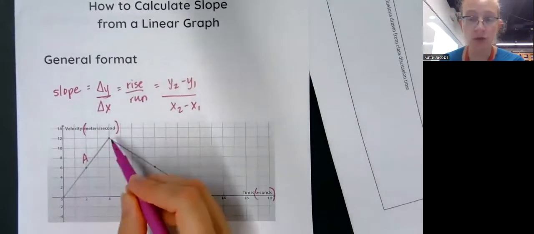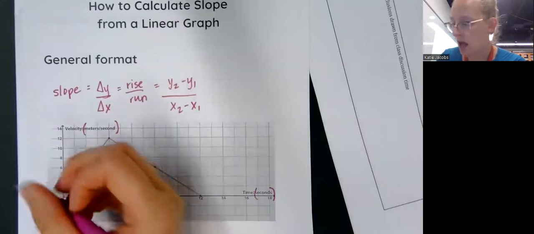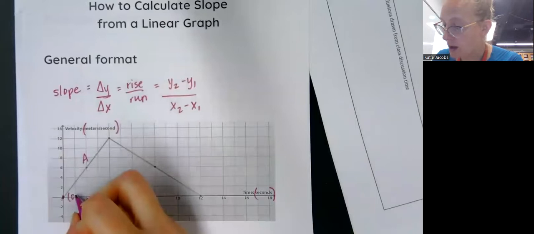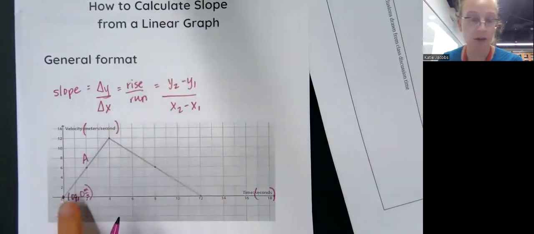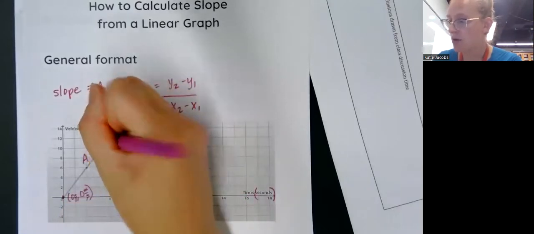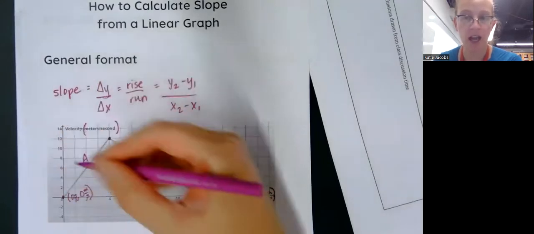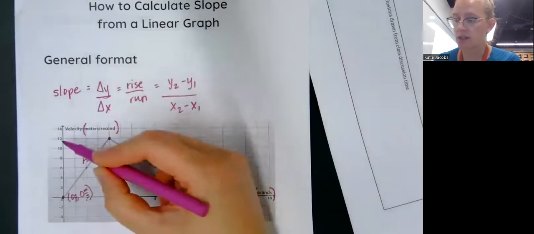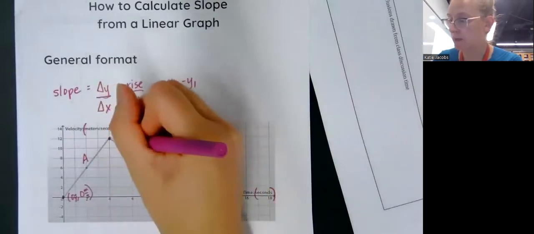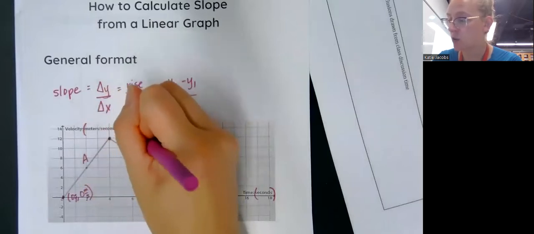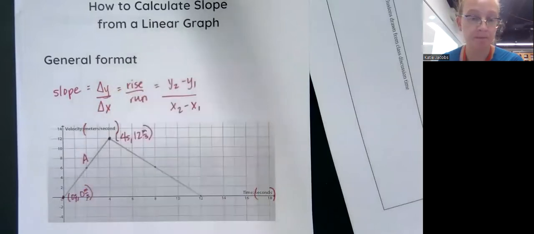I can select any 2 points that are on this line. I'm going to go ahead and select 0, 0, and this is 0 seconds, comma 0 meters per second. So I have 0 time and 0 velocity. Up here, I'm only on the 6th square, but you've got to look at the scale on the y-axis. Every square is 2, and so that's why this is 12 meters per second. That's for the y. Let's talk about the x. 4 seconds is the x. 12 meters per second is the y.